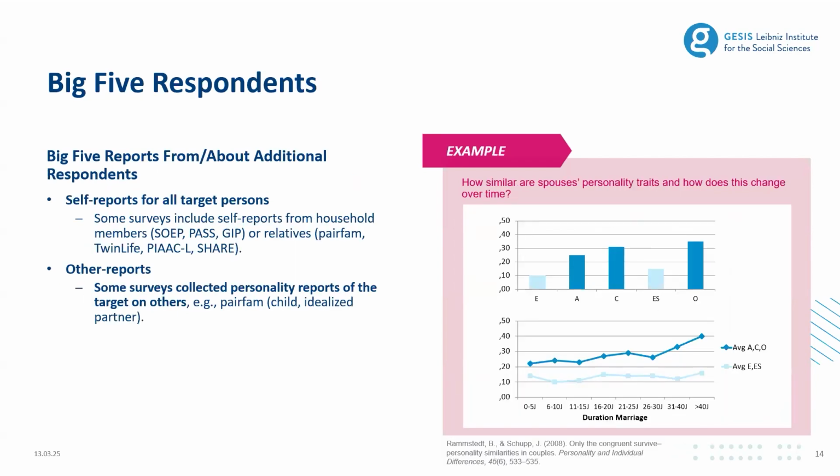All surveys are self-reports. So the target persons in the surveys report on their own personality. Most surveys are individual surveys, so that only one target person is included, but some of them include more target persons. So for example, the full household, as in the GSUP, or specific relatives, like in pair from the spouse, or in twin life, the twin, etc.